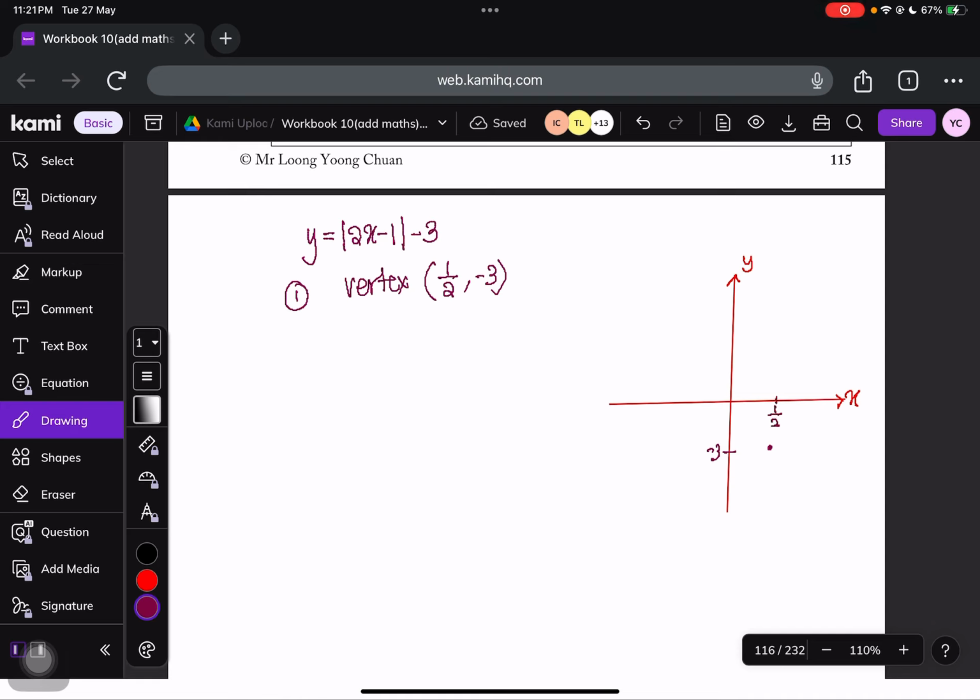Now I want to find the y-intercept and x-intercept, so I need x equals 0 and y equals 0. When x equals 0, y equals modulus of 2 times 0 minus 1, minus 3. So modulus of negative 1, minus 3. So this is 1 minus 3, which equals negative 2. So we know that it will cross negative 2 here, somewhere around here.